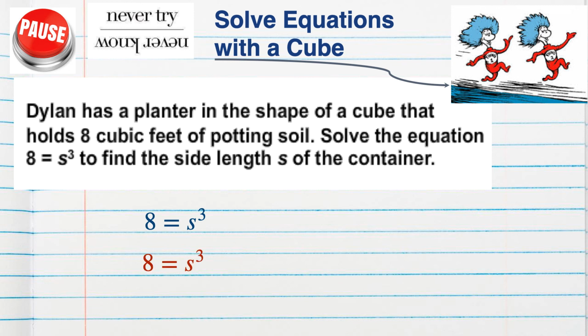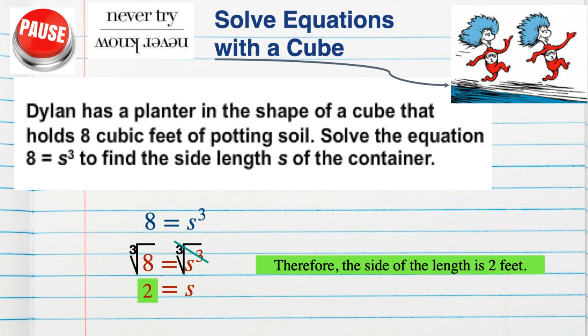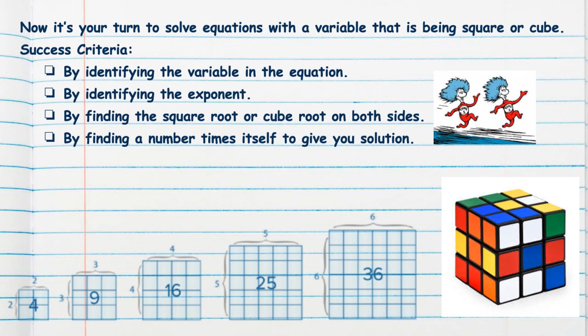And then we could rewrite it and take the cube root, not just on one side, but on both sides. And what happens? Did you remember to simplify? Good. So we get s is equal to 2. Because this was a word problem and we were being asked to find the side length s of the container, let's write our answer in sentence form. So therefore, the side length is 2 feet. Yay, you did it!